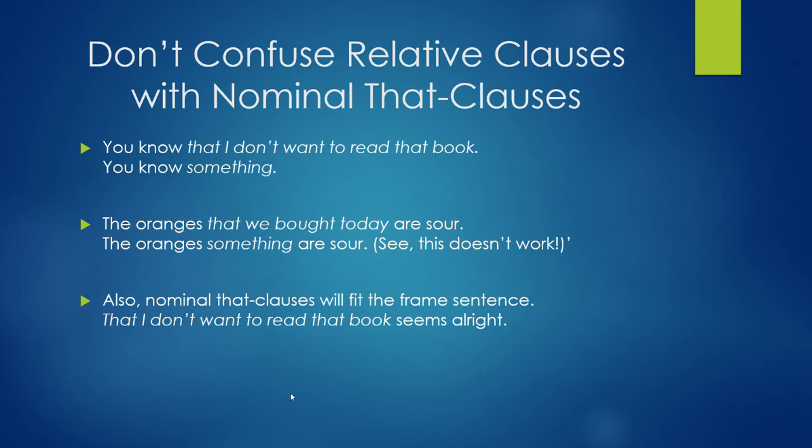So again, let's not confuse relative clauses with nominal that clauses. You know that I don't want to read that book. You know something. So you can work backwards. If you can substitute the word something for the that clause, then you know you have a nominal that clause.